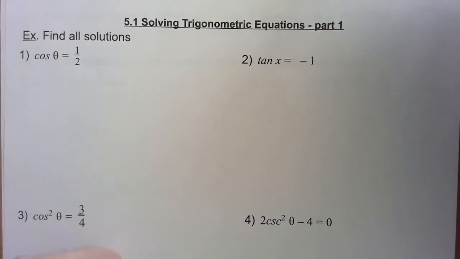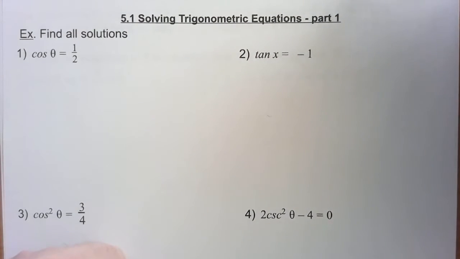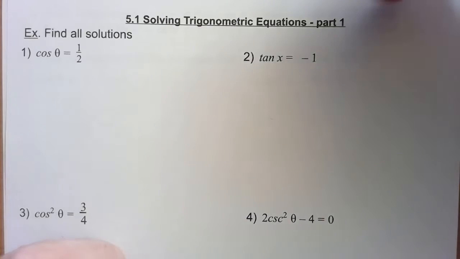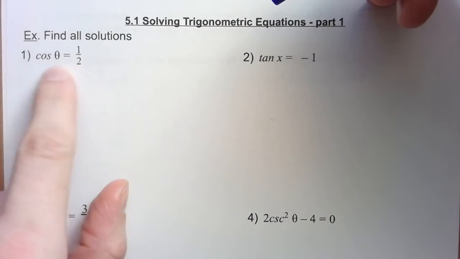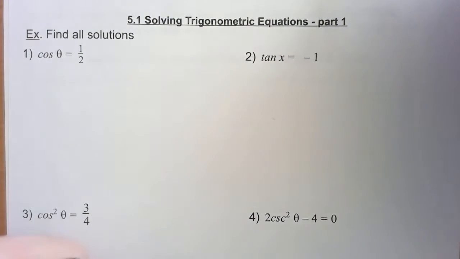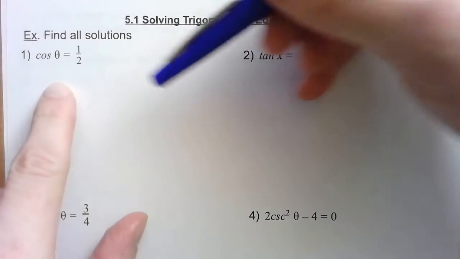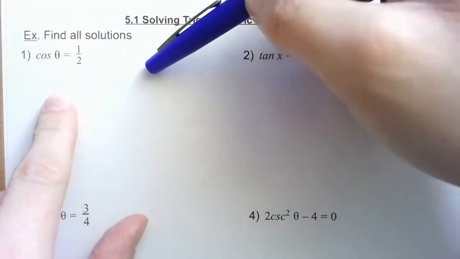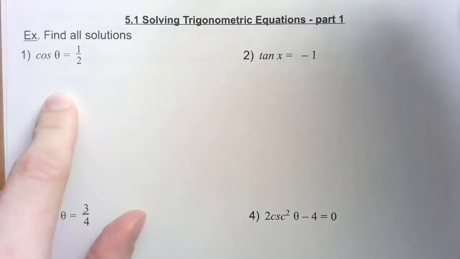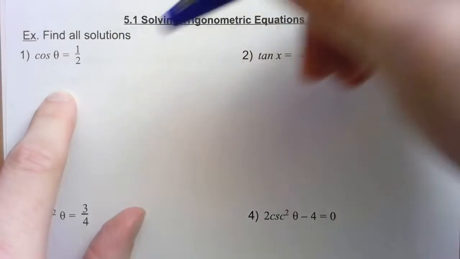In this section, we're solving trigonometric equations, and we've done things similar to this before. We've found angles that have particular trig values, but there was always some sort of condition attached to it. We would say find an angle theta where this was true and something else was true. Or we did an inverse function that had a specific definition.